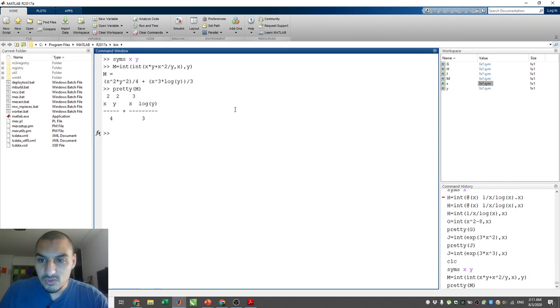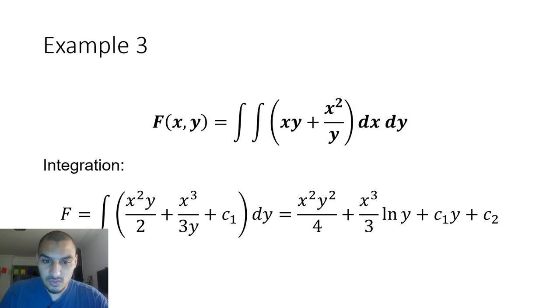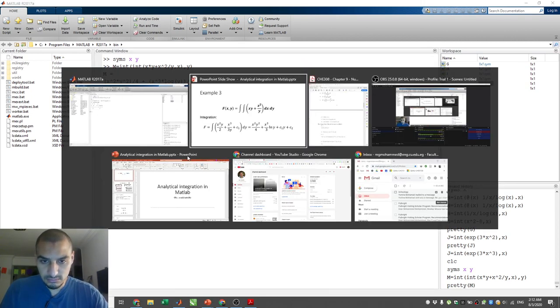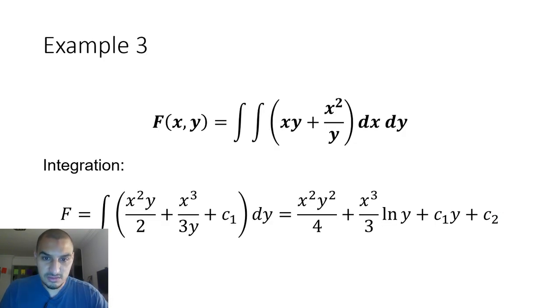So it's going to be x squared y squared divided by 4 plus x power 3 log y, which is ln y, divided by 3, which is exactly what we saw here. It's x squared multiplied by y squared divided by 4 plus x power 3 divided by 3. So this is exactly the same output. You can do double, triple, any number of multiple integrals that you are interested in. Again, there is no integration constant here, as we mentioned in the previous example. So if you need it, you can add it yourself.